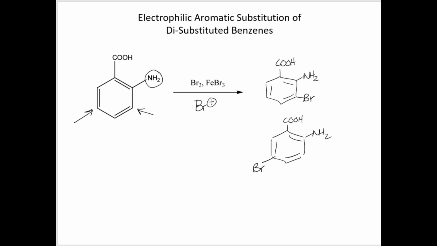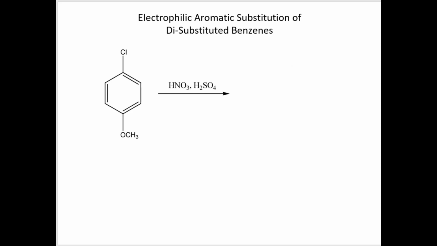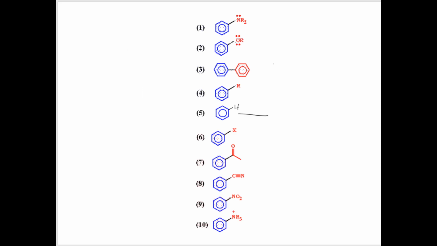So here's another example of this, para-methoxychlorobenzene. And so with nitric acid, sulfuric acid, what is our electrophile? It's NO2 plus. Of chlorine and methoxy, which one is higher on the chart? It's methoxy. The methoxy is an activating group and much higher than the halogen.